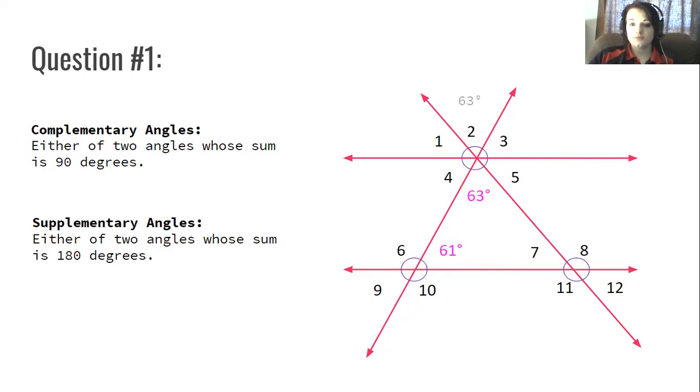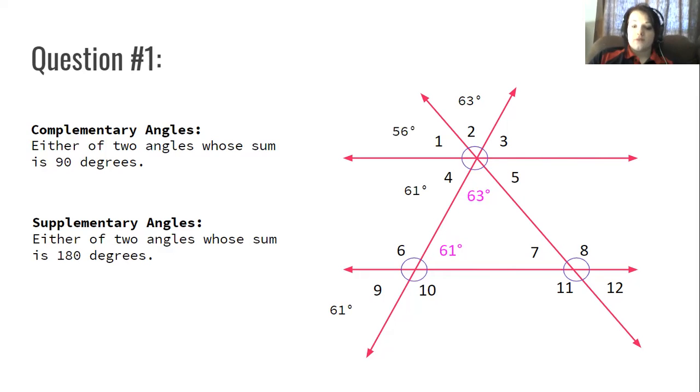So right off the bat, we can assume that 2 is 63 degrees. We can assume that 9 is 61 degrees. After that, we can take a look at our supplementary angles, and we kind of find our measurements from there. We can also look at our complementary angles and figure out what matches and what's going to be the same measurement. So 9 and 4 are both going to be 61 degrees because of our parallel lines and that one intersecting line that makes them the same measurement.